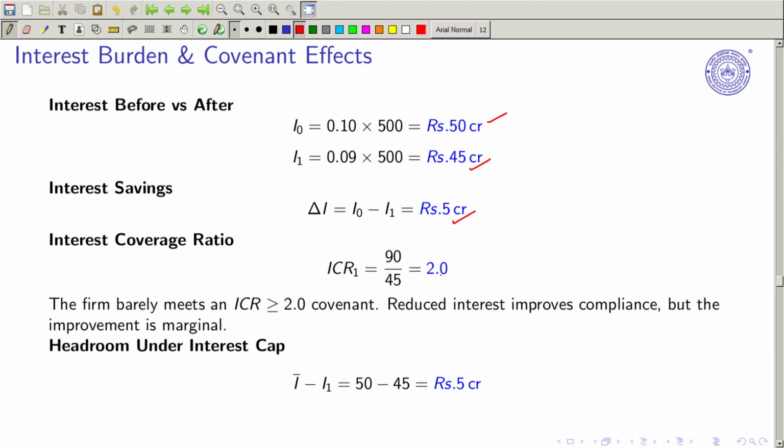How much is the interest coverage ratio on the new? We are getting 2. If you have a smaller cut, the firm is just meeting the covenants. So it improves the compliance of the firm, but the improvement is marginal, it is not helping that much. Headroom under this is 50 minus 45, which is 5 crore only. So this is what it implies.